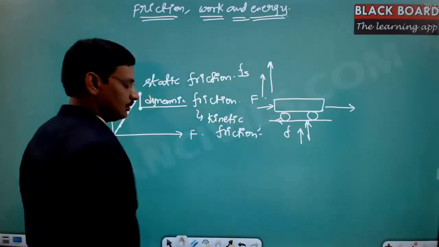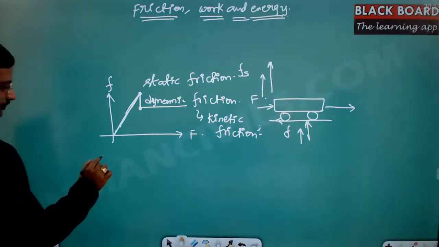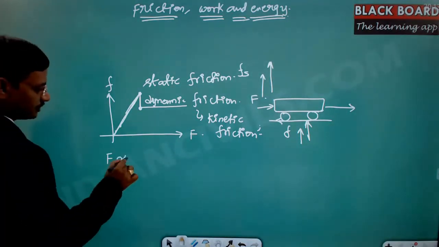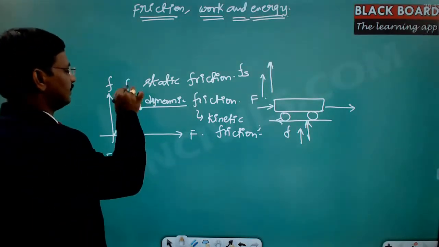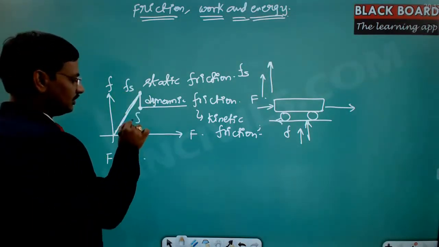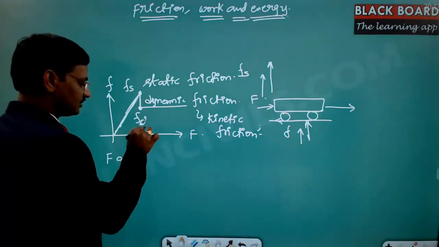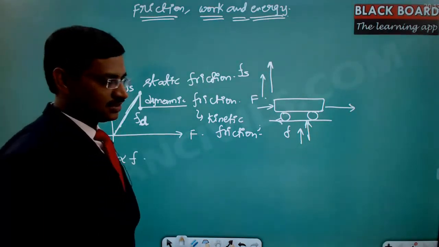So F is proportional to the frictional force. At one stage it stops off, this is Fs, and once it starts moving, there is still the frictional force, which is called Fd, the dynamic friction.